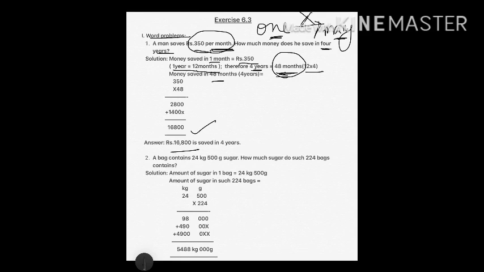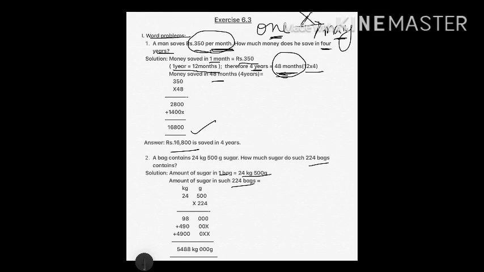Okay, then the next case you see. A bag contains 24 kg, 500 gram sugar. How much sugar do such 224 bags contain? Now the amount of sugar in one bag is this. Okay, I have written this. Then the amount of sugar in 224 bags.